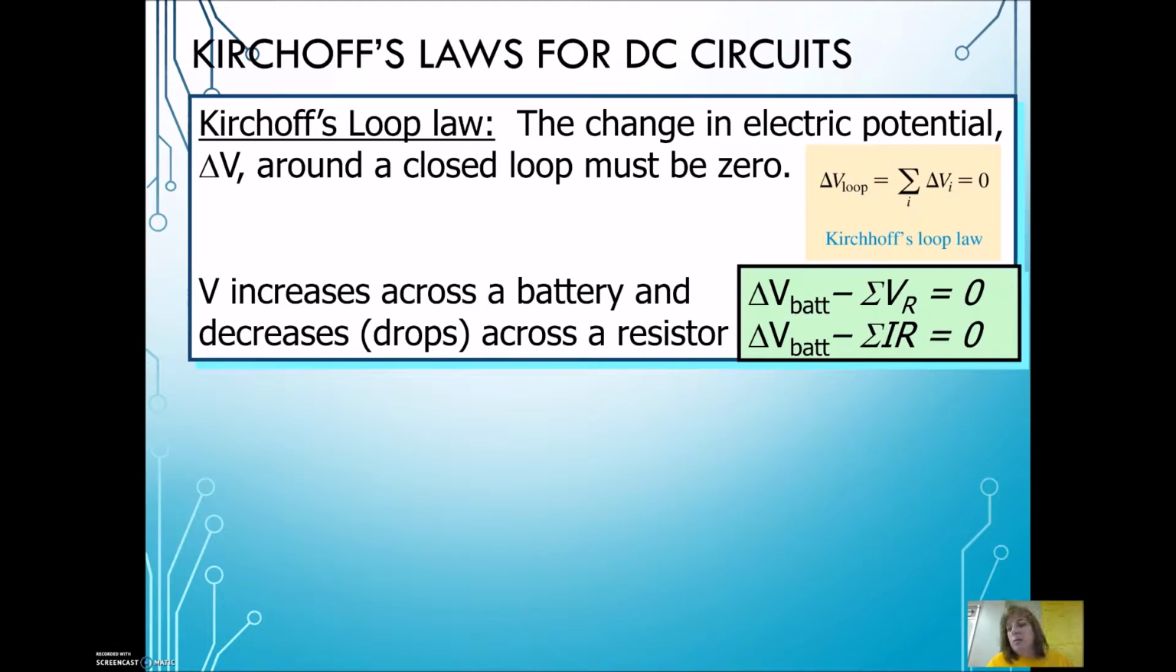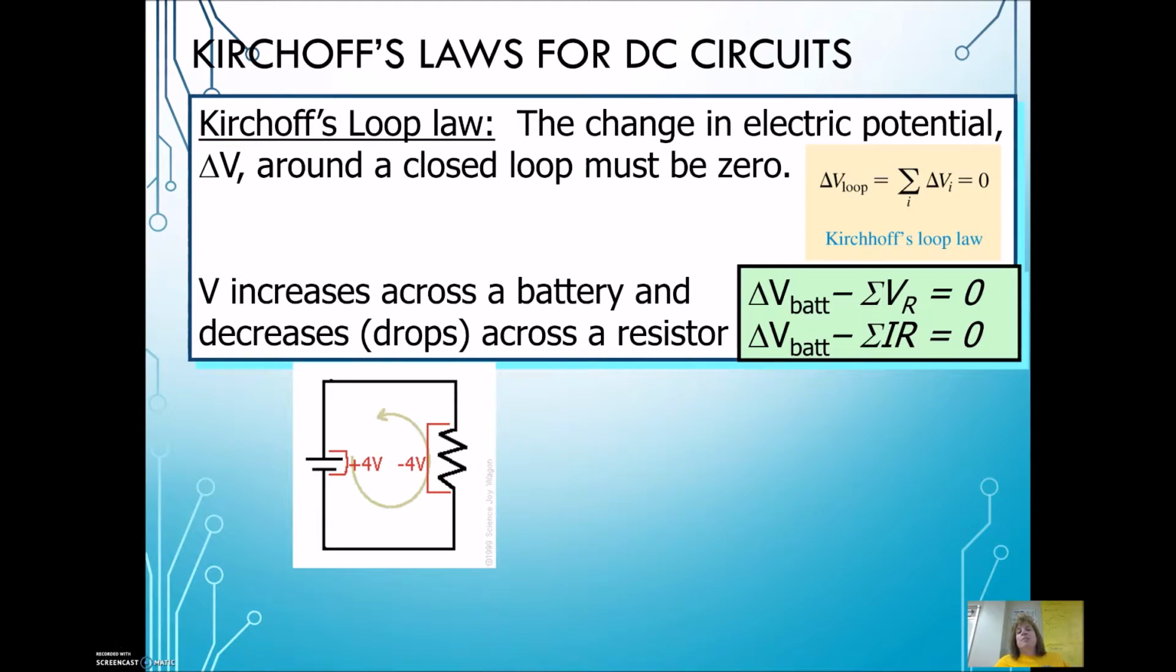Kirchhoff's loop law, or loop rule, says that the change in that voltage, or that electric potential around a closed loop, has to be 0. So what I gain at the battery, I always gain voltage at the battery. What I lose at the resistor that gets dissipated as thermal energy has to add to 0, because I can't be just creating energy in the circuit. So what I gain, I have to lose before I get to the battery. Otherwise, I have a net increase in energy. And that would violate the law of conservation of energy, although if we could do it, we should patent it.